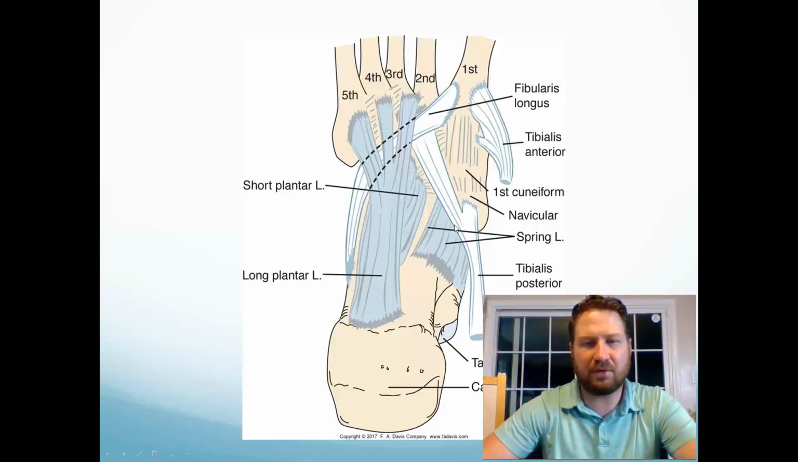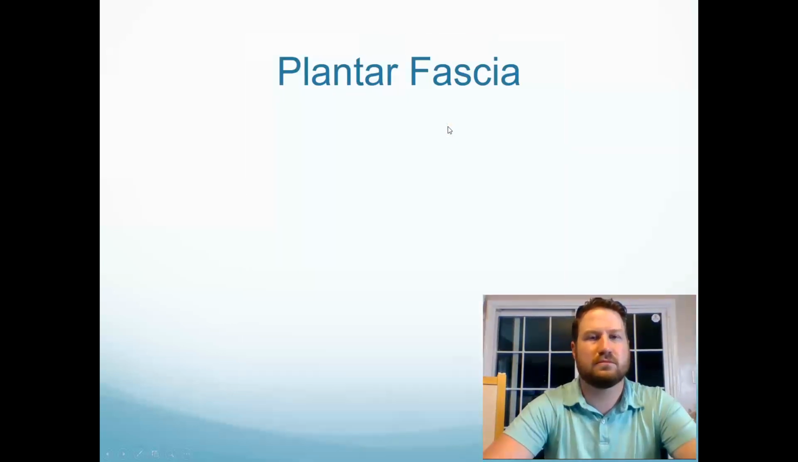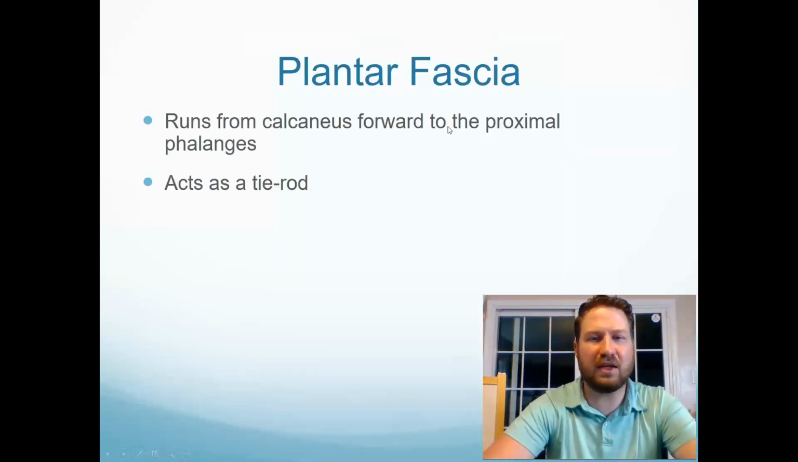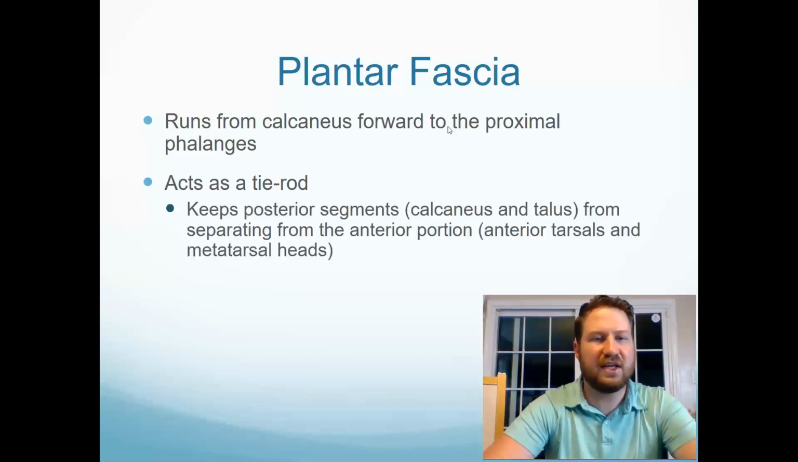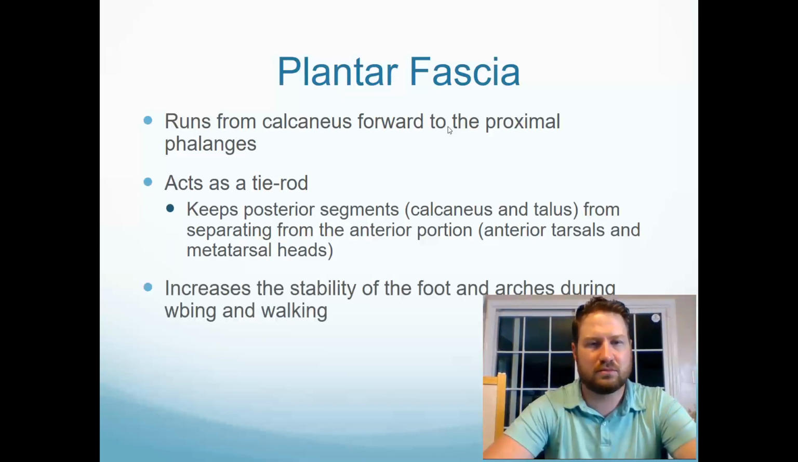So our spring ligament from this diagram is more medial, and our long plantar and short plantar are going to be more in that lateral arch. Then we have our plantar fascia. This runs from the calcaneus forward up to the proximal phalanges, and it's going to act as a tie rod. It keeps the posterior segments from separating from the anterior portion. If you know what a tie rod is on a truck, in off-road lingo it's very important because it keeps those tires up underneath the wheel wells. Okay, this increases the stability of the foot and arches during weight bearing and walking.